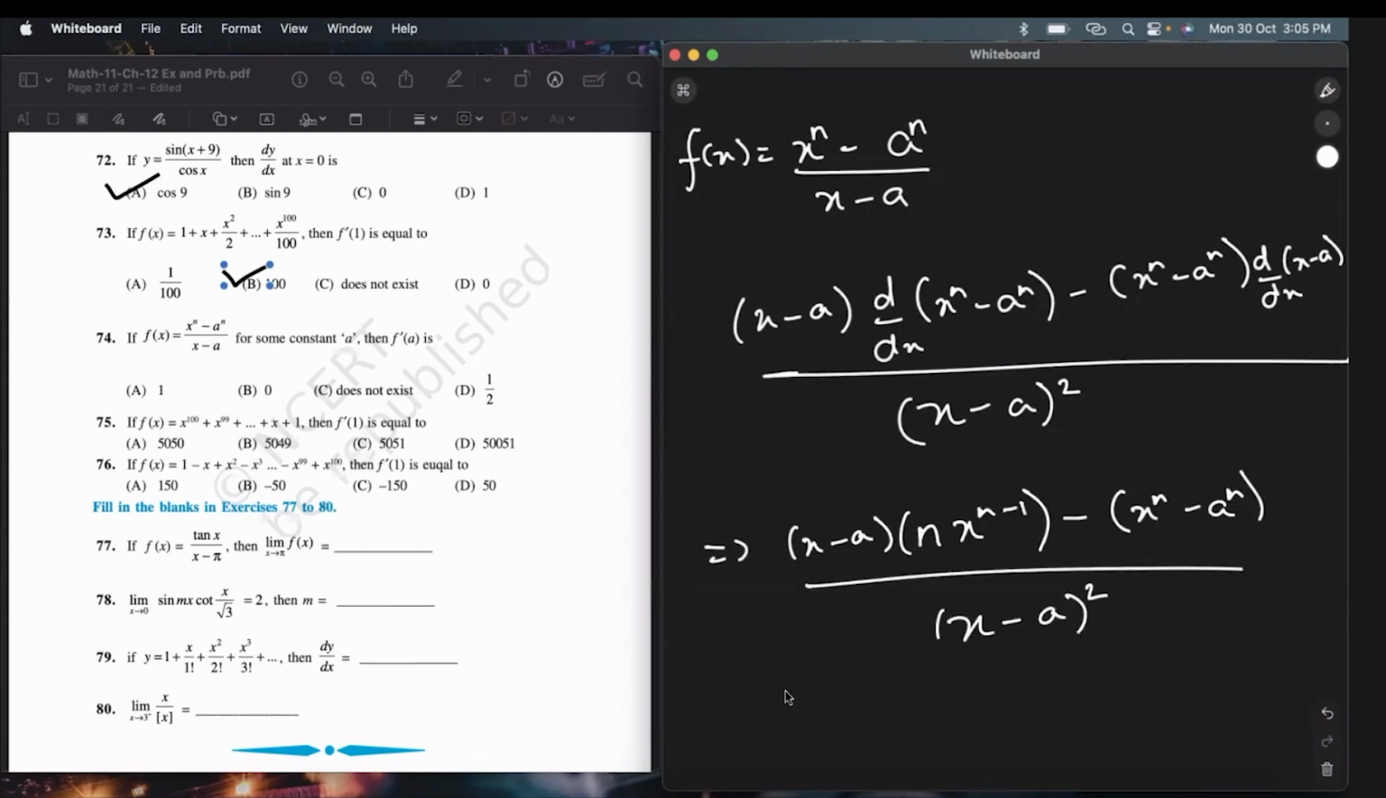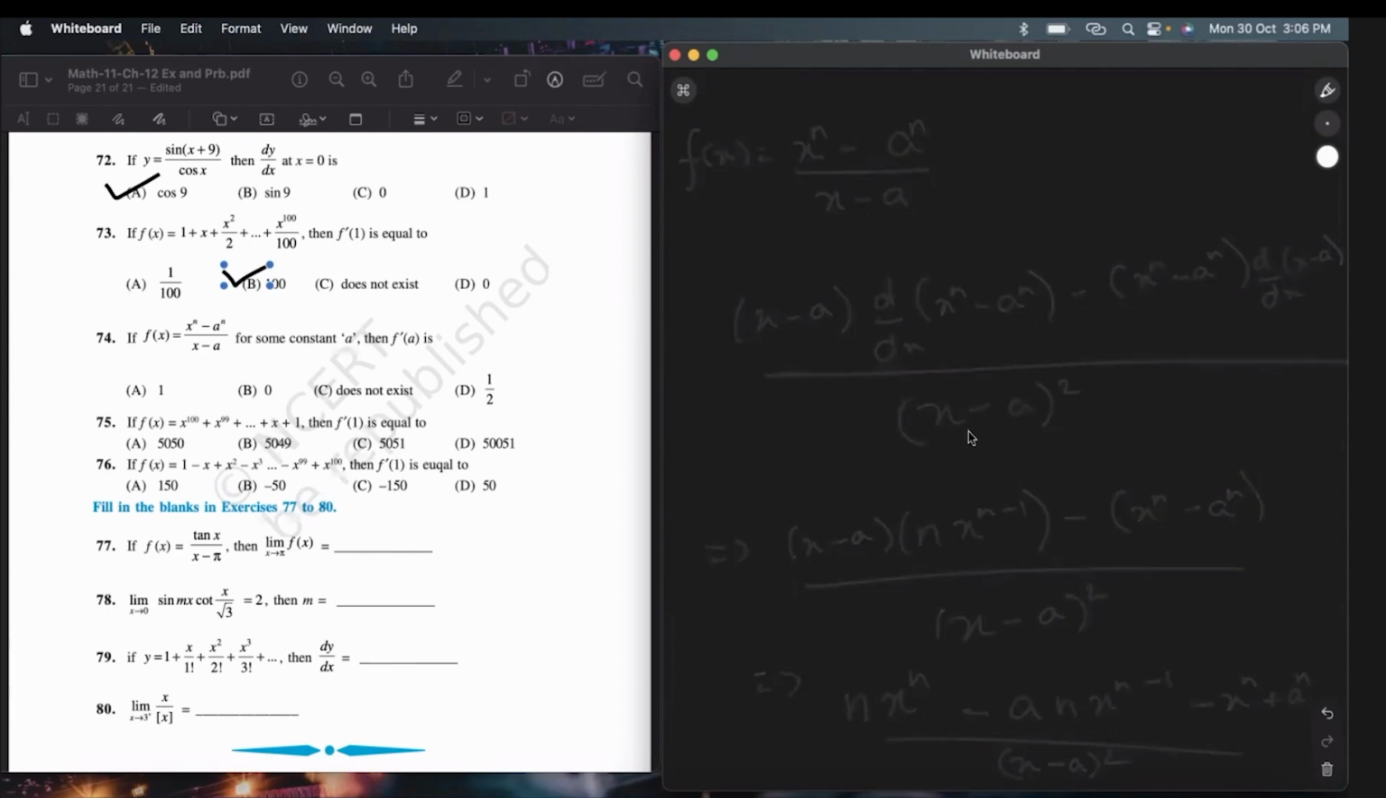Yeah, so can we simplify it further? We can try to. So what will be there? n x times x to the power n minus 1, so we can write this as n x to the power n, minus a n x to the power n minus 1, minus x to the power n plus a to the power n. Divide this whole thing by x minus a whole square. Okay, so let me write this again.